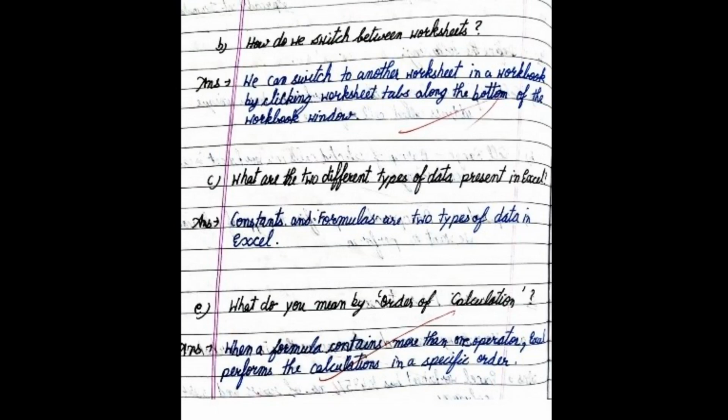Next question number E, what do you mean by order of calculation? Order of calculation means when a formula contains more than one operator, Excel performs the calculation in a specific order.